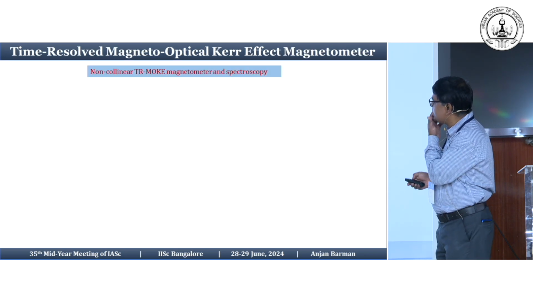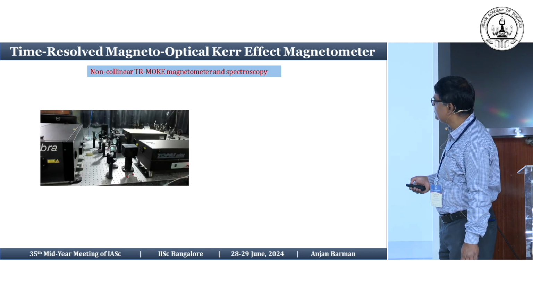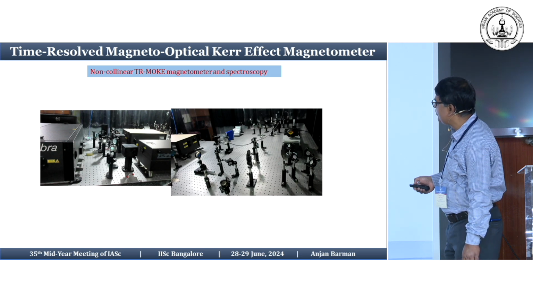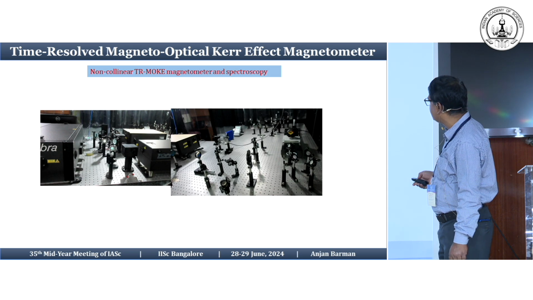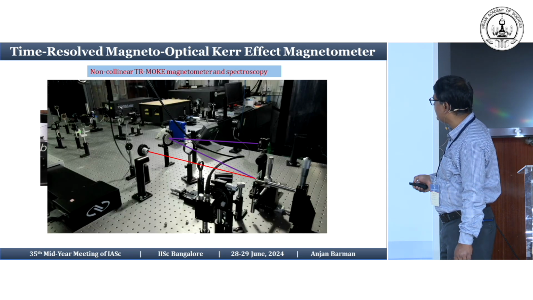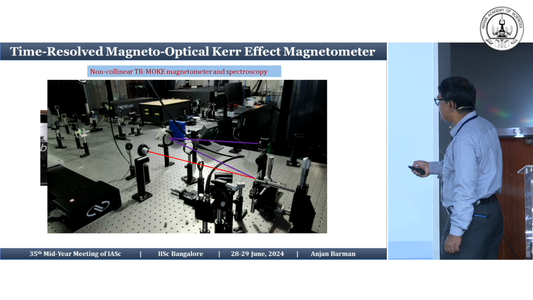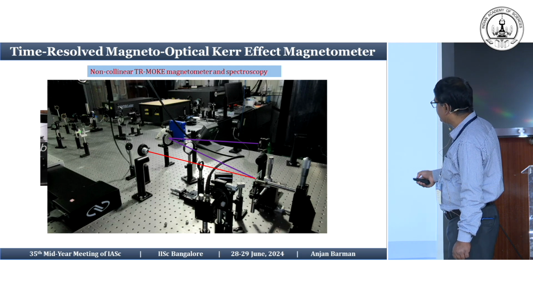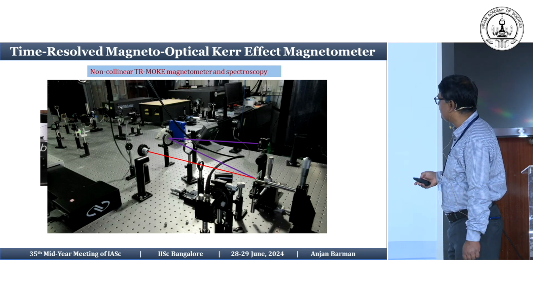So we use the time-resolved magneto-optical Kerr effect magnetometer. This is based on a femtosecond pump-probe technique using a femtosecond amplifier laser, and it's a two-color measurement. So we use the second harmonic generator, and this is a time delay, and this is the sample here. So you can see the two colors. The pump beam is falling at an oblique angle, whereas the probe beam is falling on the sample normally. So we are measuring the polar Kerr rotation.